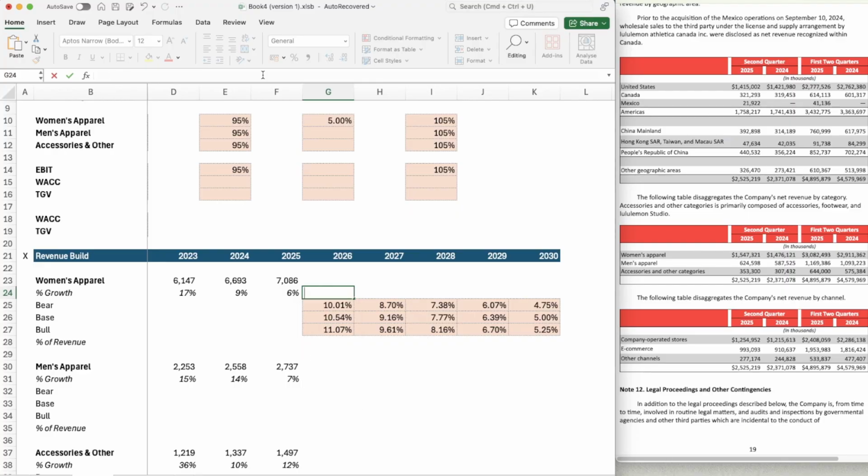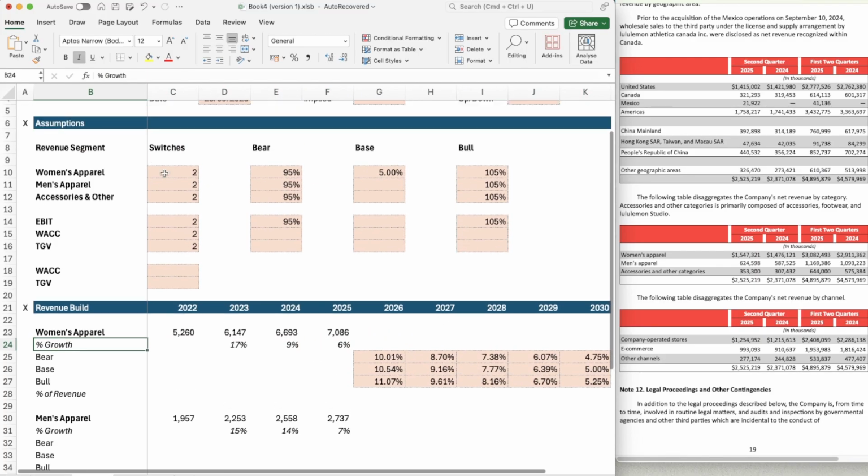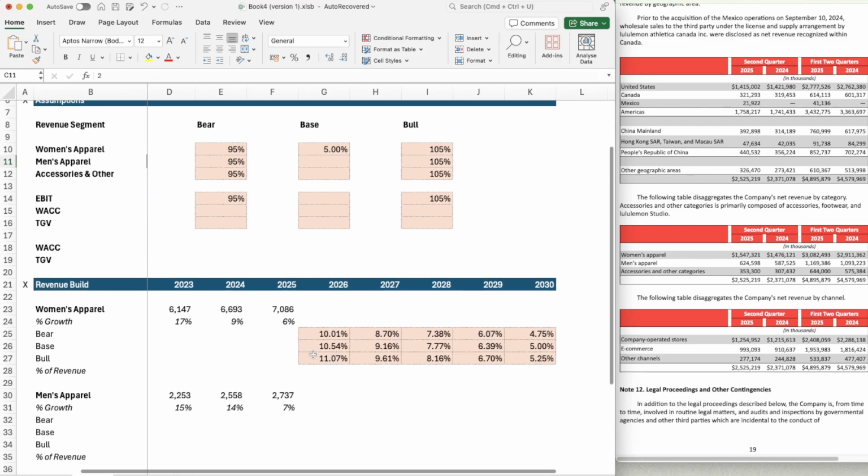Now, what we want to do is, when we're filling out the forecasted growth rate, we use these switches. We just put 1 for the bear case, 2 for the base, 3 for the bull, and that's going to allow us to simulate between these different growth rates, so that if it grows in a bearish way, we can see what the implied price is.